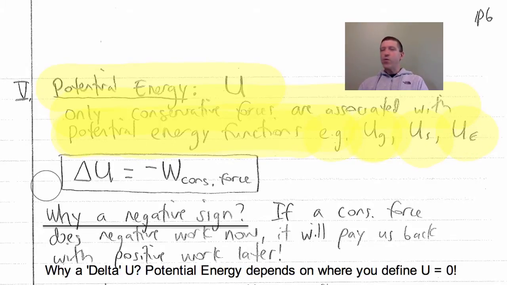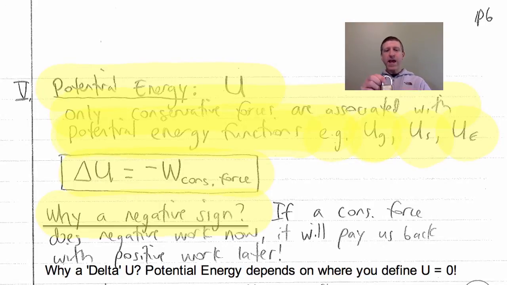And the relationship between the work done by the conservative force and the change in potential energy of an object is simply this. The change in potential energy, delta U, is the opposite of the work done by the conservative force. It's the opposite. Why is this a negative sign? Well, here's why. If a conservative force does negative work now, it can pay us back with positive work later. It's like putting money in the bank.